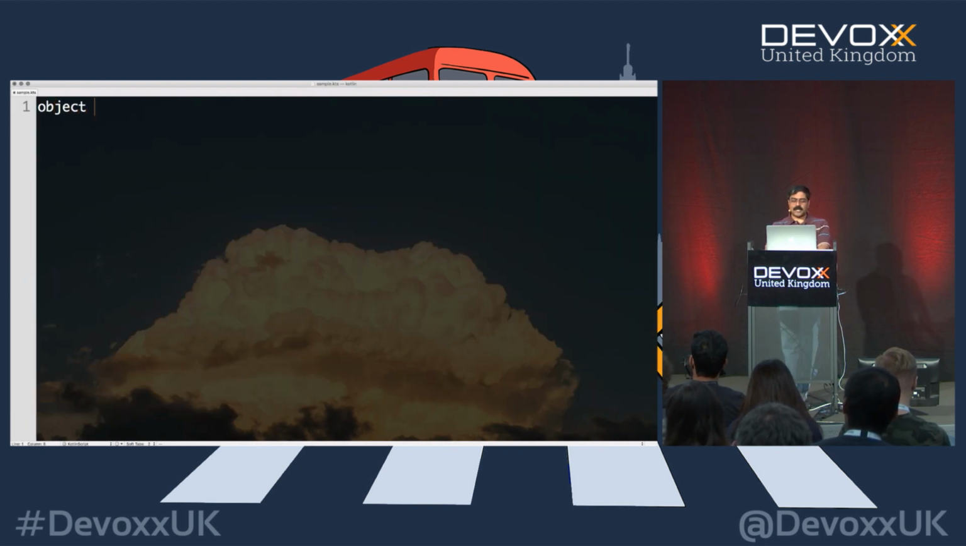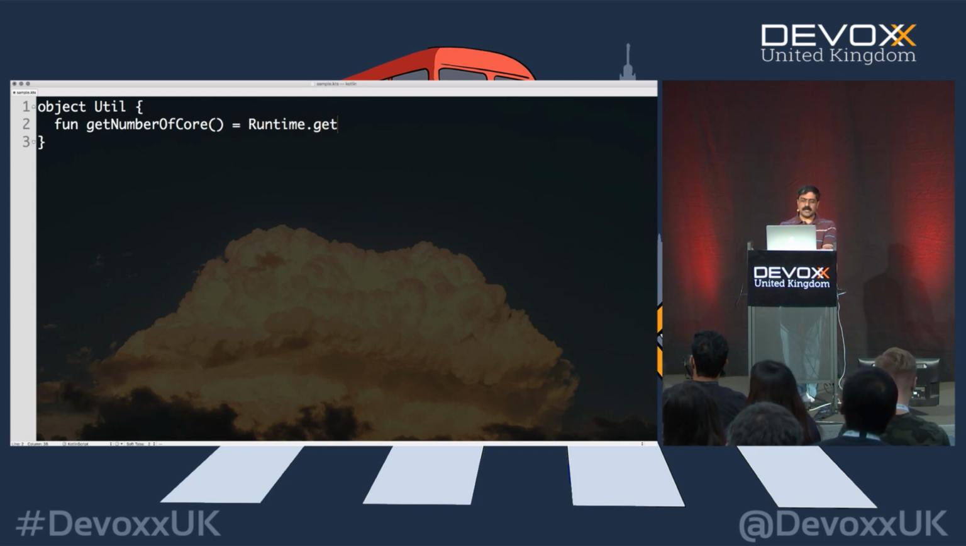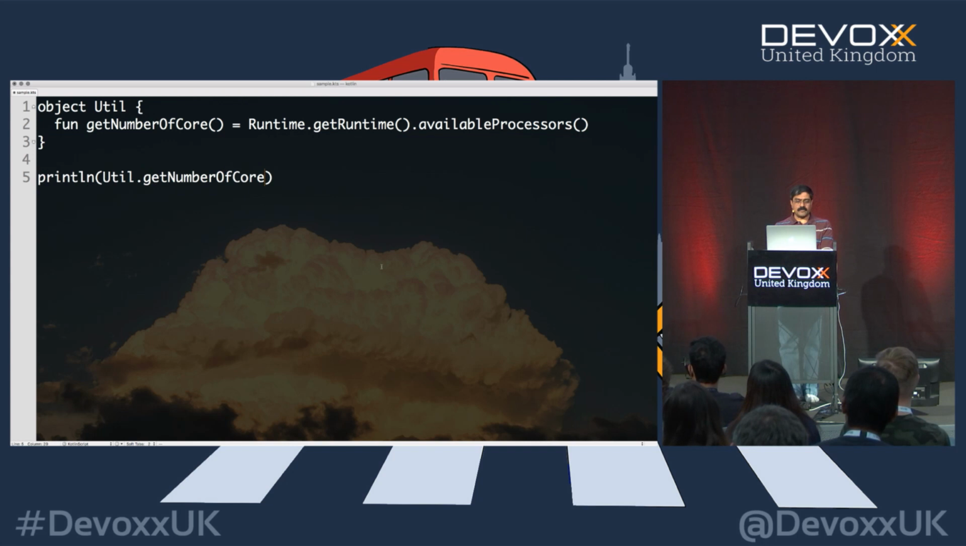So I'm going to say object Util, and in this case, I'm going to create a function getNumberOfCores. So getNumberOfCores simply says equal to, and I'm going to simply return Runtime.getRuntime, and then this is going to be, of course, availableProcessors, and so that becomes a little static function we created, a class with only static methods in it. So to output, I say Util.getNumberOfCores, and you can see that it gives me the number of cores on my machine, which is 8.